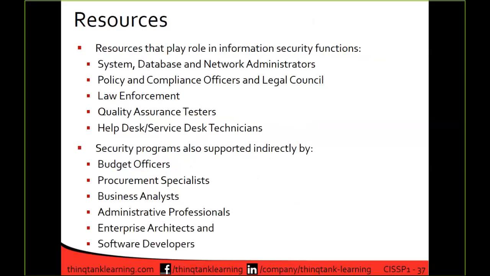Resources that play a role in information security are the following. I'm just going to go through these bullet points quickly because they make perfect sense. Databases, systems, network administrators, policy and compliance officers, and legal counsel, right? By the way, any of these entities can be in-house or they could be external. They don't necessarily have to be in-house. Typically, policy and compliance officers are external, a third party doing auditing or whatever. Law enforcement, certainly external. Quality assurance testers, help desk, service desk technicians. Security programs are also supported indirectly by budget officers, procurement officers, business analysts, administrative professionals, architects, and developers, and so on. So these are the kind of individuals that are wrapped around this whole security architecture.